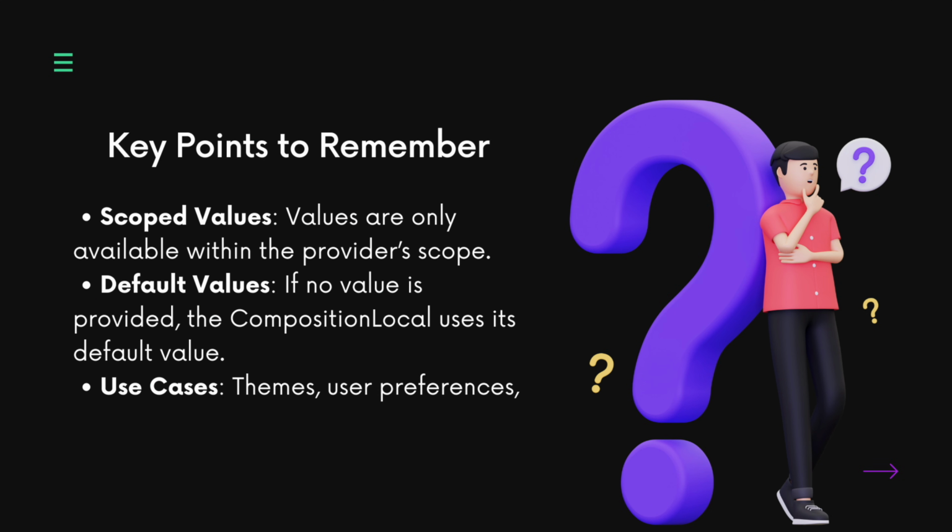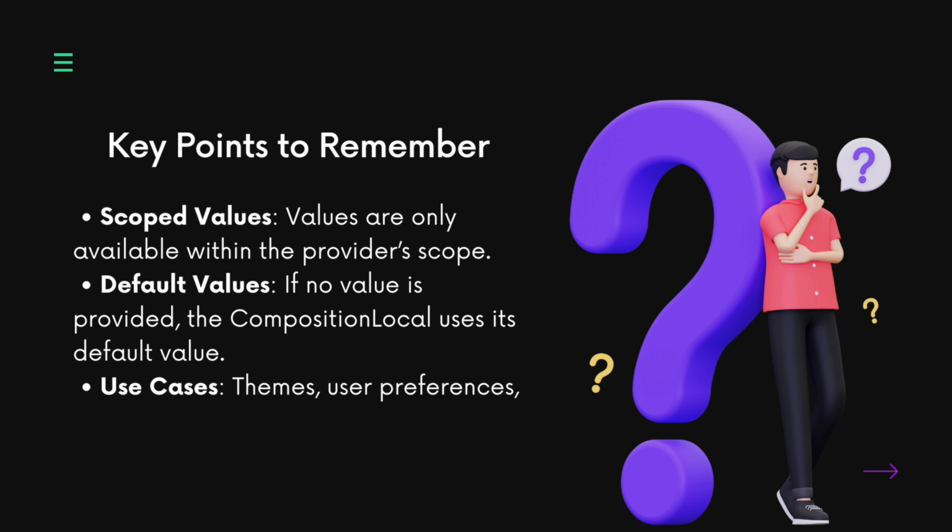A few things to keep in mind. 1. Composition locals are scoped, meaning their values are only available within the part of the UI tree where they are provided. 2. If no value is explicitly provided, the default value, defined in your dimension file, will be used. This way, your app always has fallback values, ensuring nothing breaks unexpectedly.